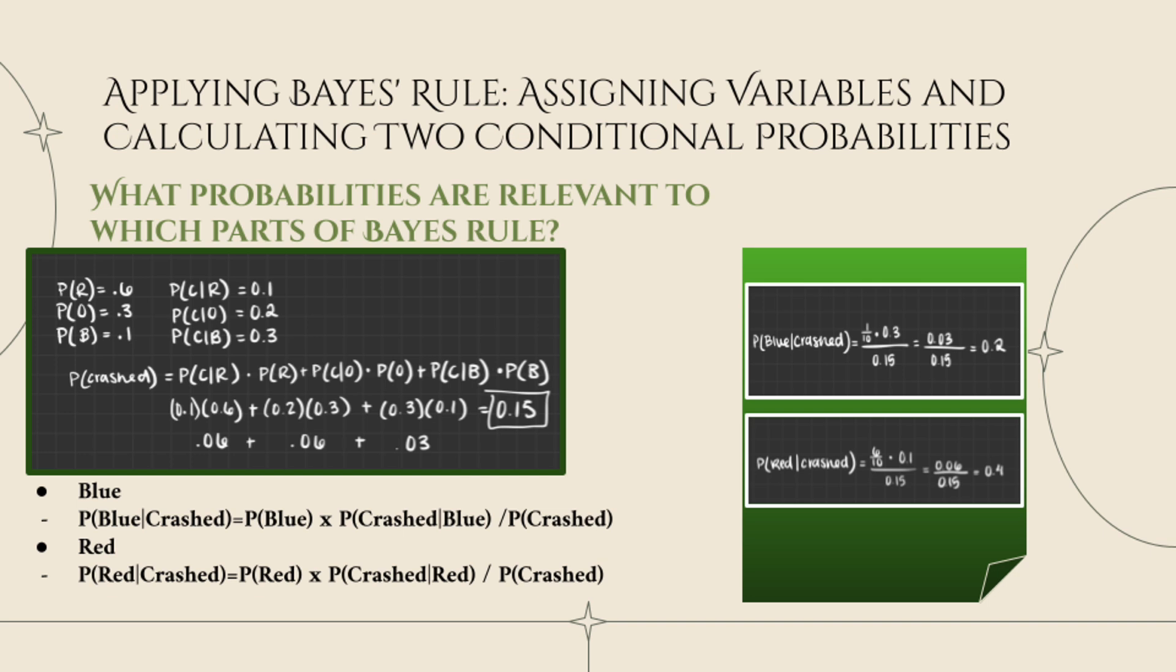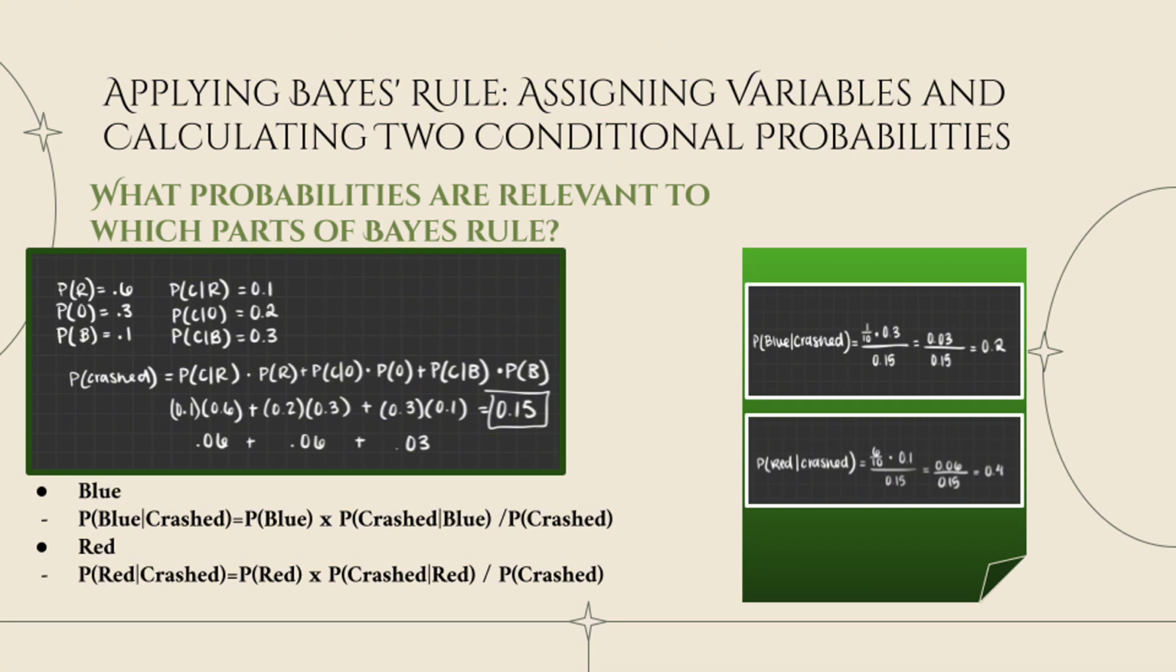Probabilities rule, assigning variables and calculating two conditional probabilities. Okay, so first we have to find the total probability of the crash. As you can see on the image on the left, it shows the color values and the crash probability for each of the colors. In order to find the total crash probability, you have to multiply each color's probability by its corresponding crash value and then add all of them up as shown in the image right here. In the end, the total crash probability is 0.15.